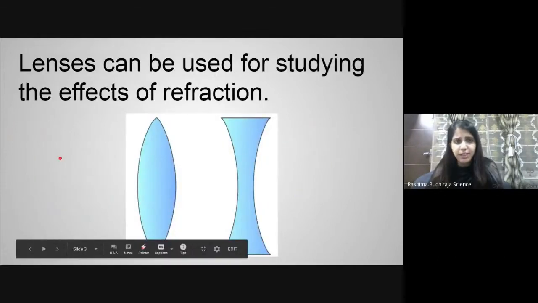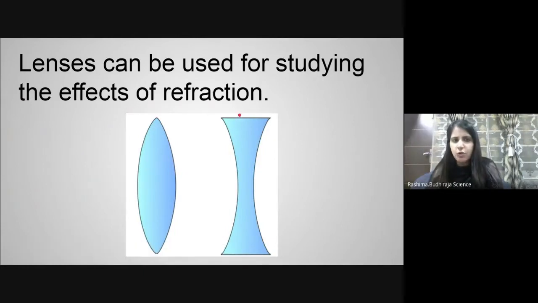Lenses can be used for studying the effects of refraction. Children, this is how we draw lenses. These are two spherical lenses. We are going to understand what type of lenses are they in this video. Now, first of all, we should know what is a lens. Lens is a portion of a transparent refracting medium bounded by two surfaces. These two lenses are bounded by two spherical surfaces. Hence, these lenses are spherical lenses.